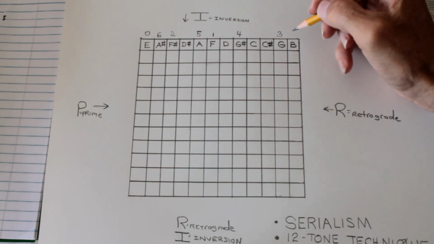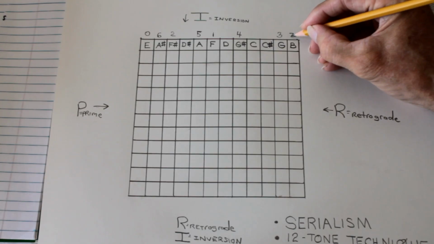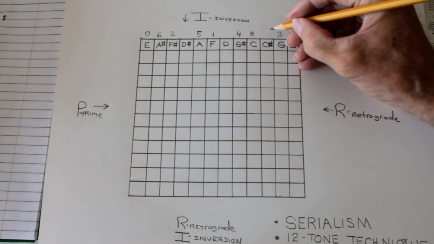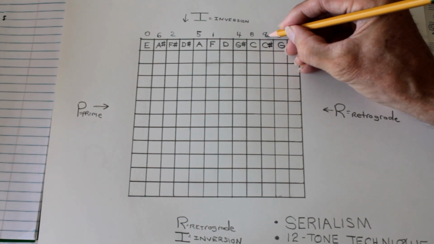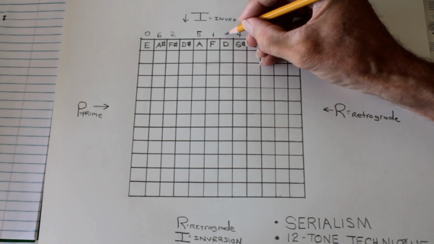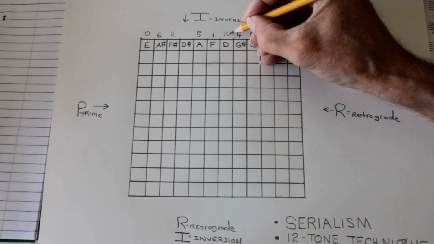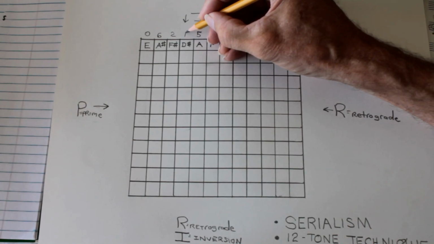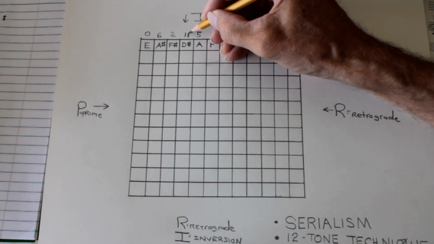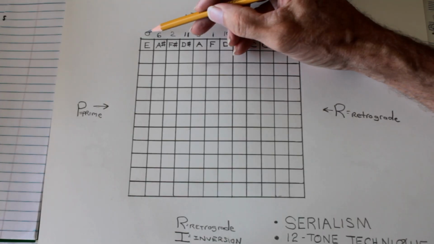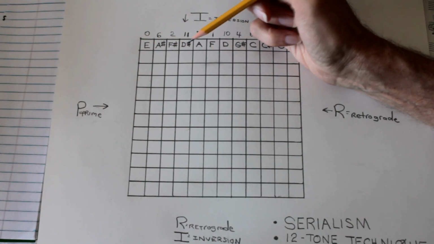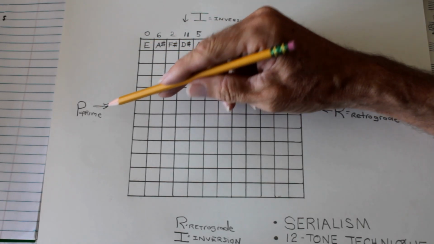B is 7, C is 8, C sharp is 9, D is 10, and 11 would be D sharp, and that's it. Okay, that's the 12 pitches. In order for this to be figured out correctly, we say that that is 0. So 0 through 11, and then that is our prime row.